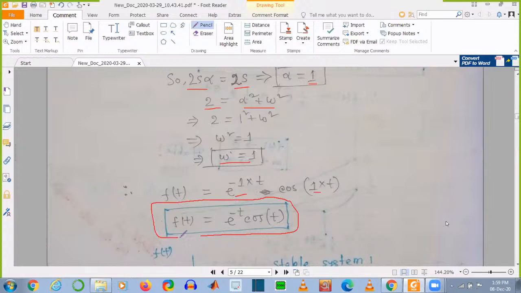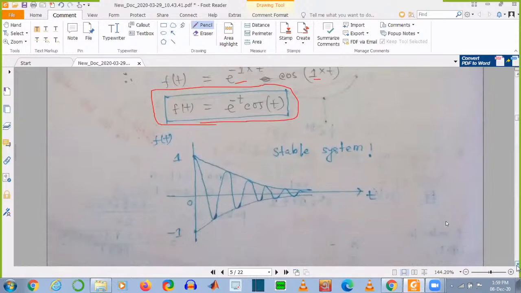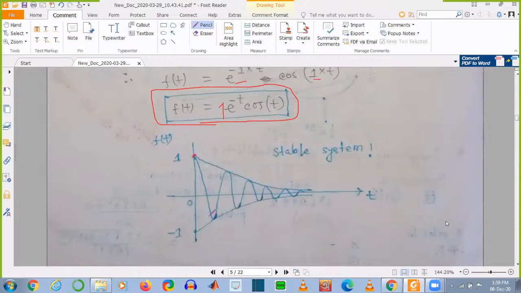Yes, sir. Okay, good. So now we already know the system is stable because the pole is on the negative side, the left side. Let's see how we can get that. You can see here the magnitude is 1. There is nothing else, so we have magnitude 1, and we start from time 0 equal to 1. At time 0 it is 1 because cos 0 equals 1, and e to the power minus 0 equals 1. So it will start at 1.